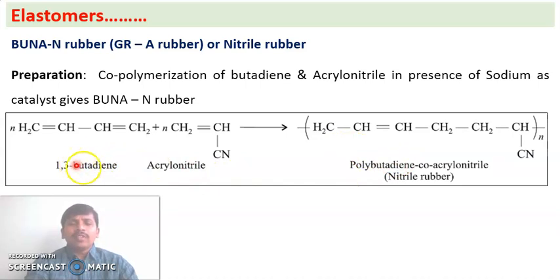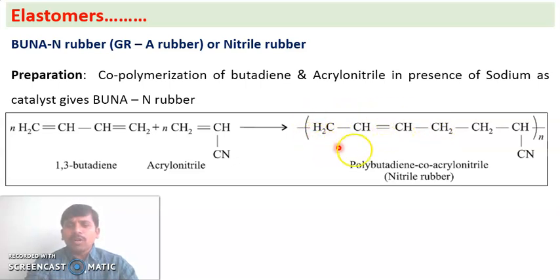And we know that the structure of 1,3-butadiene is CH2 double bond CH, single bond CH, double bond CH2. I will take n number of 1,3-butadiene monomers, and another monomer is acrylonitrile, that is CH2 double bond CH, single bond CN, the nitrile group. So these two undergo co-polymerization. Wherever we have double bonds, the double bonds are broken and the connectivity is developed. And we get connectivity CH2 single bond CH, double bond CH, single bond CH2.